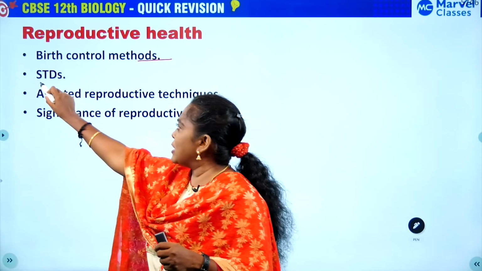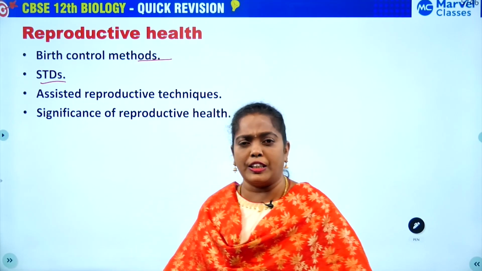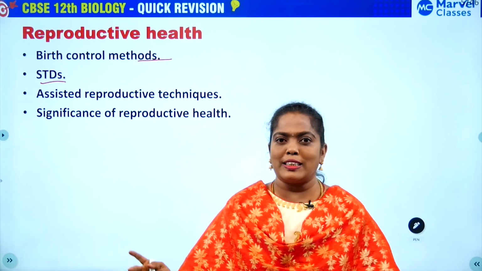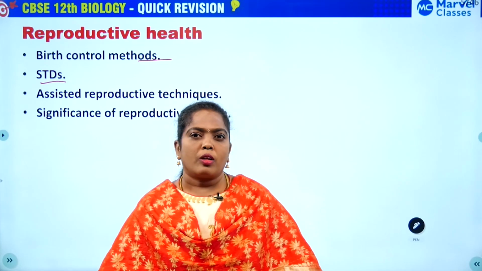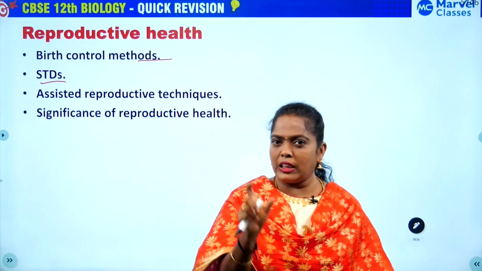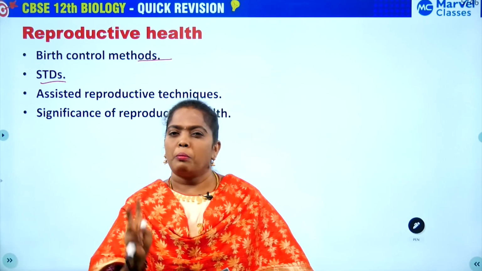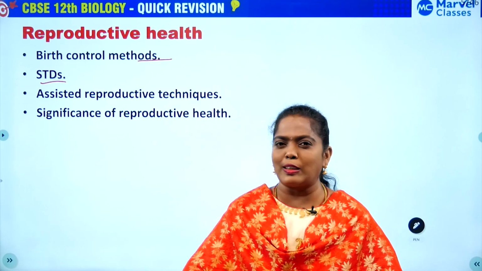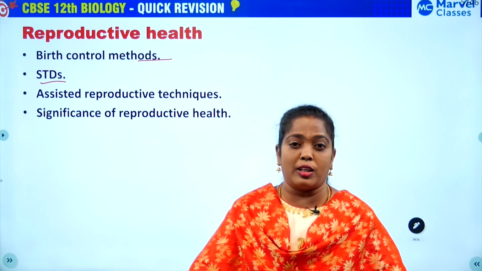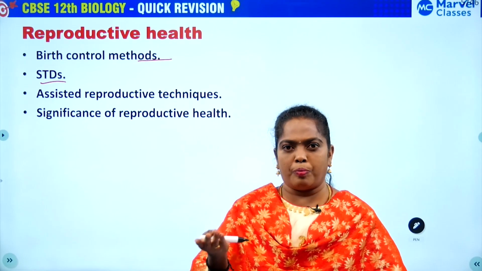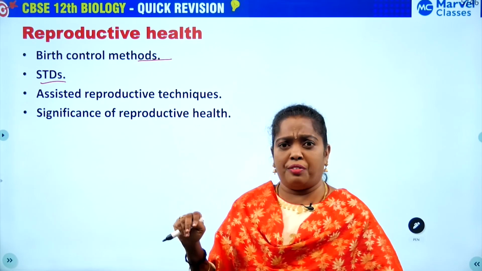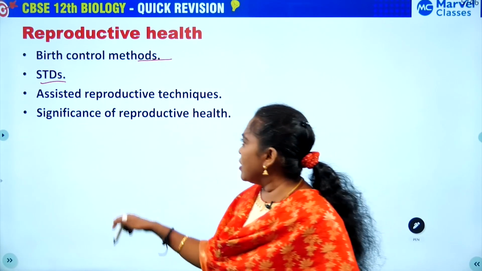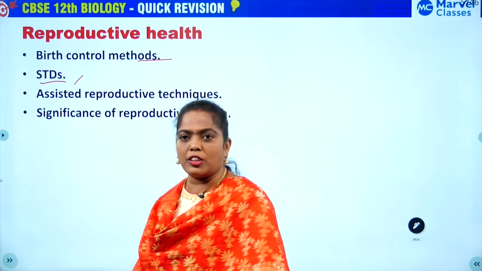Then STDs, sexually transmitted diseases. You can learn about gonorrhea and the causative organism Neisseria gonorrhoeae. Like that, you have to learn about the diseases, the causative organism and the main symptoms. Only 4 or 5 diseases are given in our book. You can just mention those, that is more than enough. Just learn about syphilis, gonorrhea, HIV, HPV (human papilloma virus), and genital herpes. You can expand this question.